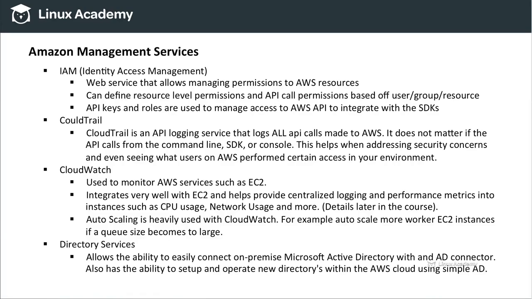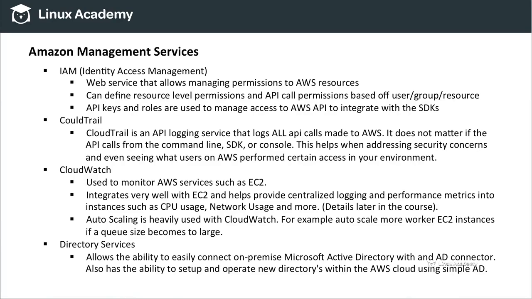CloudWatch is used to monitor our AWS services such as Amazon EC2. It integrates very well with EC2 and helps provide decentralized logging and performance metrics into instances such as CPU utilization, network usage, and others, which we will dive into detail later in this course. Autoscaling is heavily used with CloudWatch. For example, you can autoscale more worker EC2 instances if your queue size becomes too large. Or you could start more web server instances if your load increases and your CPU utilization becomes too great.